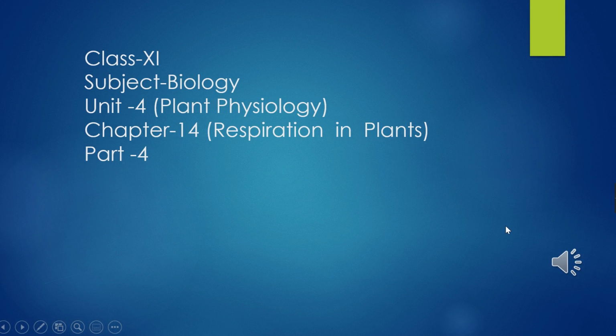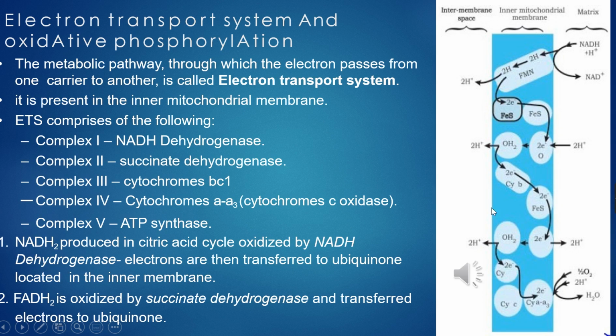Hello students, so this is our unit Plant Physiology and chapter is Respiration in Plants. Today we'll study about electron transport system and oxidative phosphorylation. In electron transport system, we'll study that this is the metabolic pathway through which the electrons pass from one carrier to another. So this is commonly called as ETS. So let's have a brief study of electron transport system and oxidative phosphorylation.